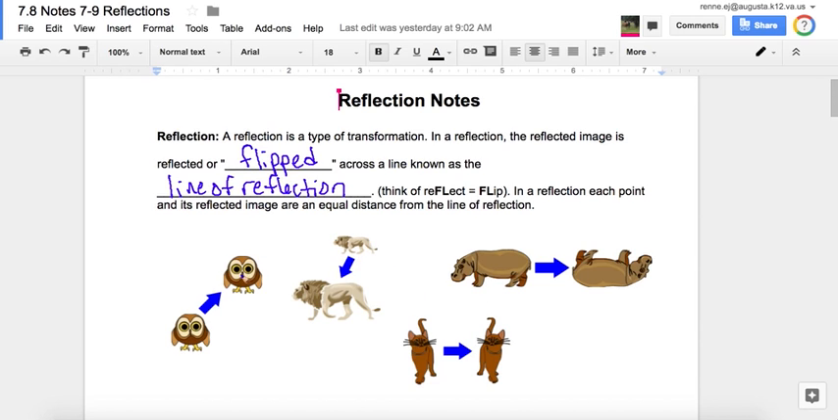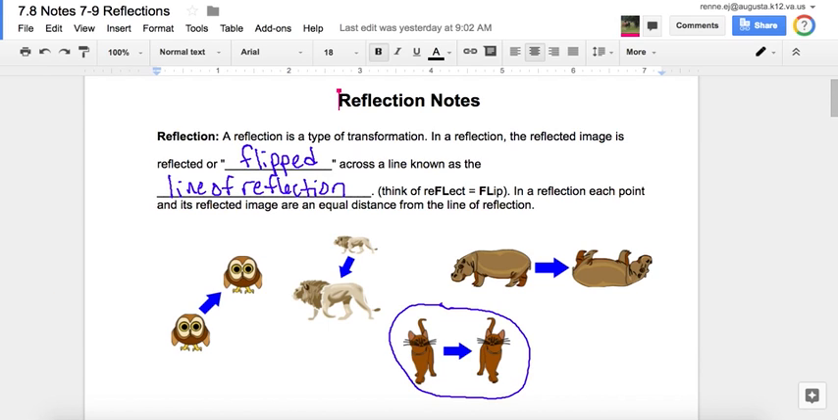So the other day we talked about translation as a slide. Now I'm looking at the other three to try to figure out which one is a flip. So lion, hippo, or cat. Hopefully you said cat. Notice the cat's tail is pointing to the right, and now it's pointing to the left.